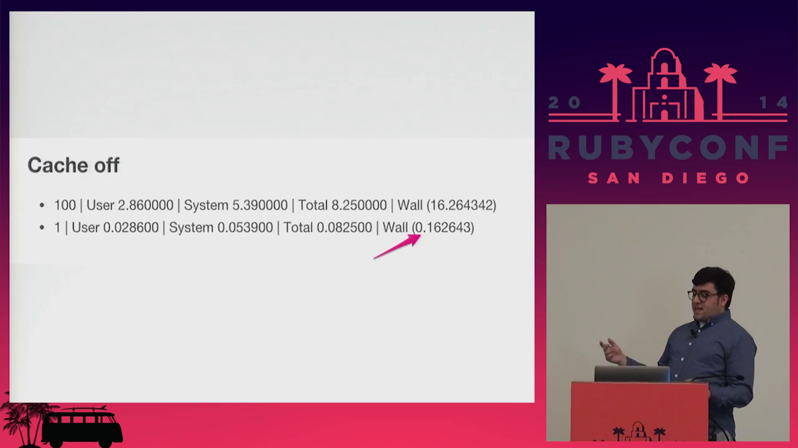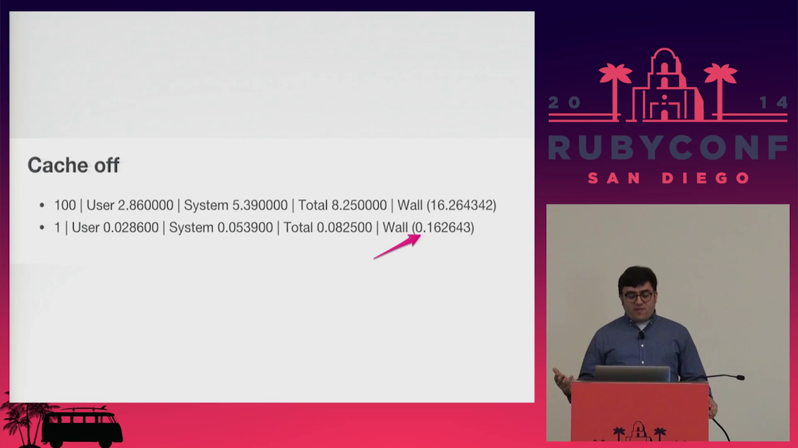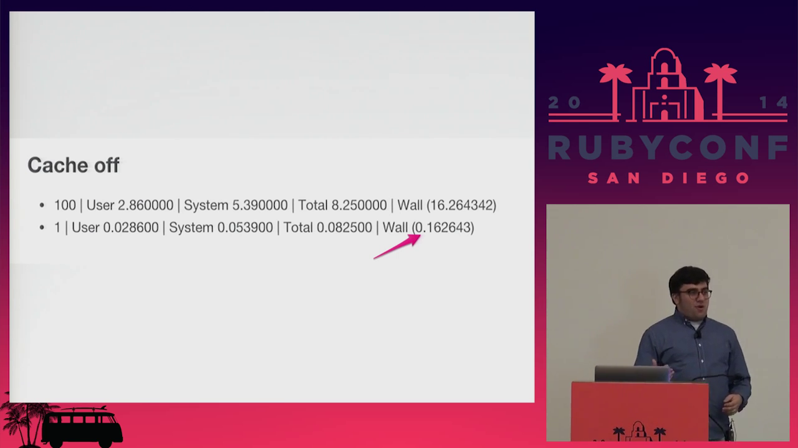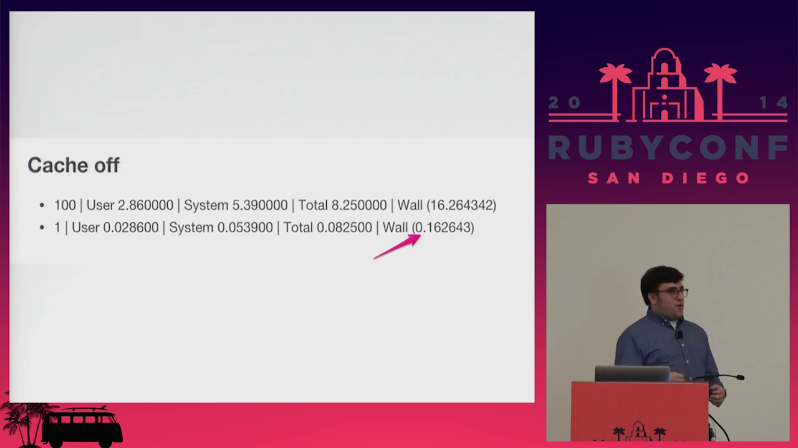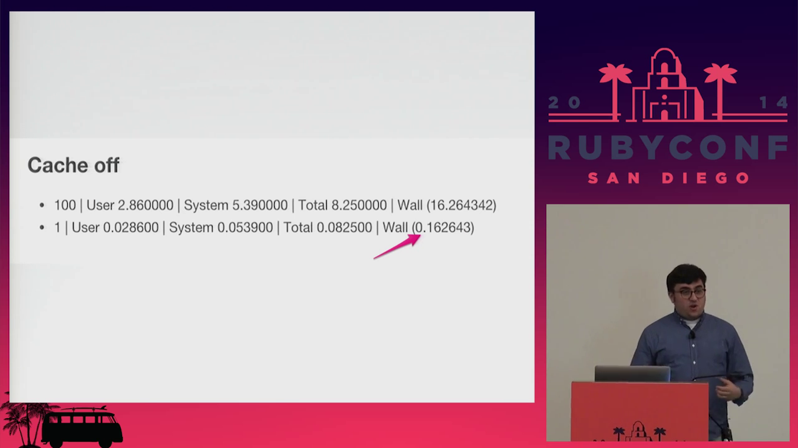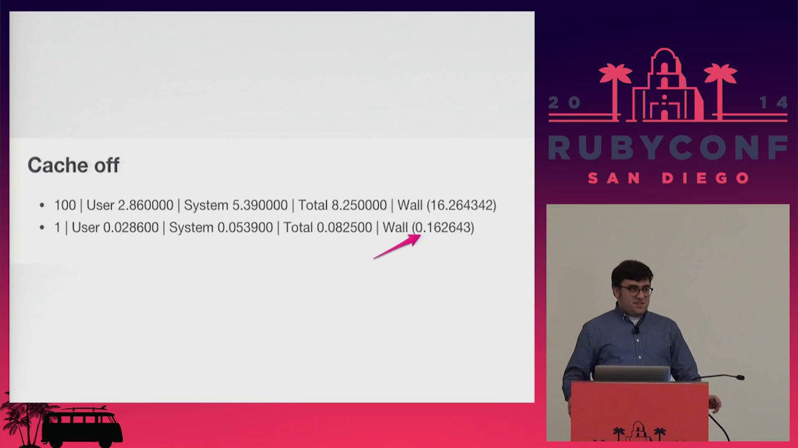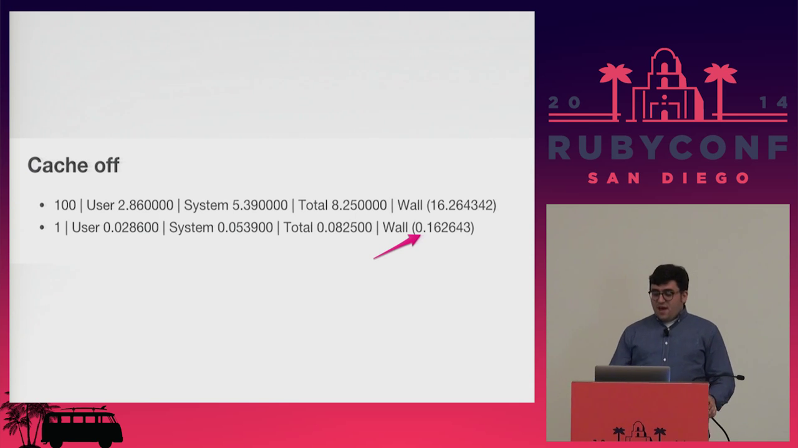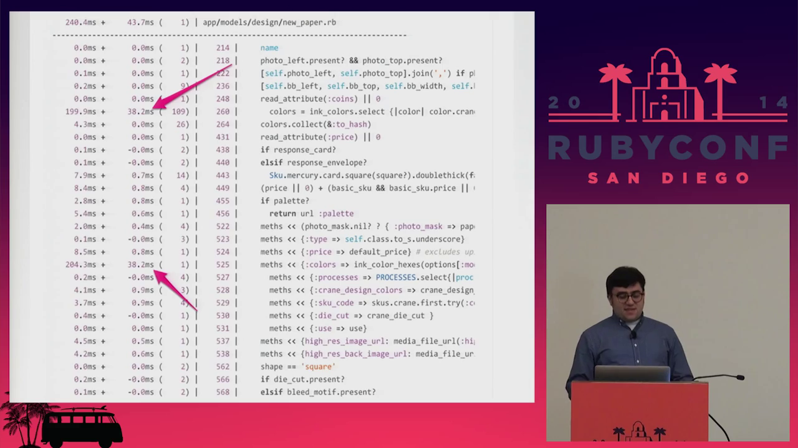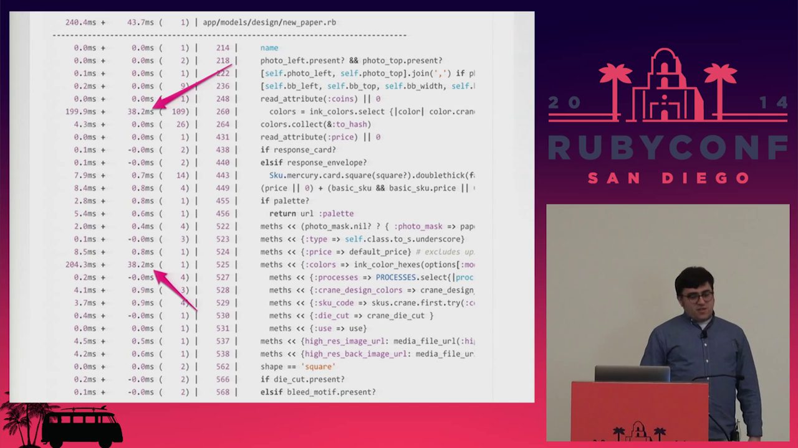And when I ran this against this new paper generation, it showed me that it took about 162 milliseconds per paper that I was generating. So for a page that had 100 of these, or in some cases 1,000 of them, obviously that's not sustainable. It took 16 seconds to generate 100 of these, which is crazy. But it was really cool because instantly I just scanned down the file and saw an RB lineprof output, and this is what it looks like.